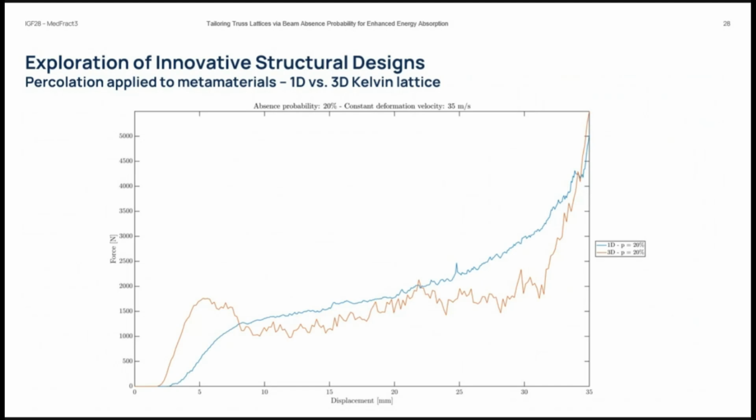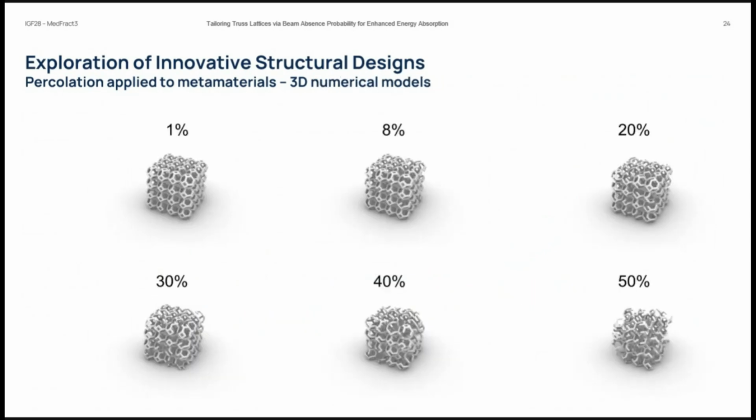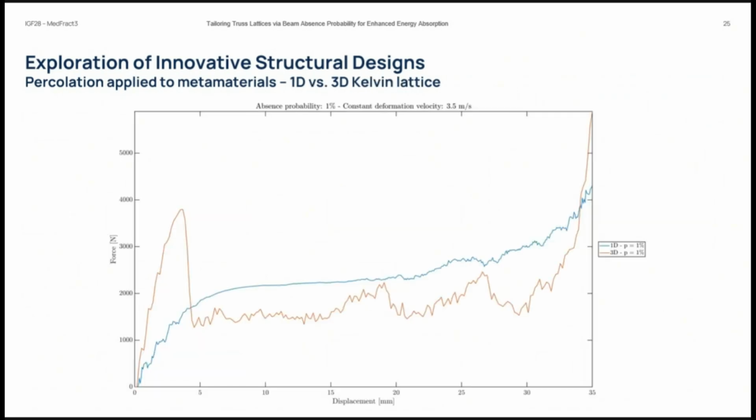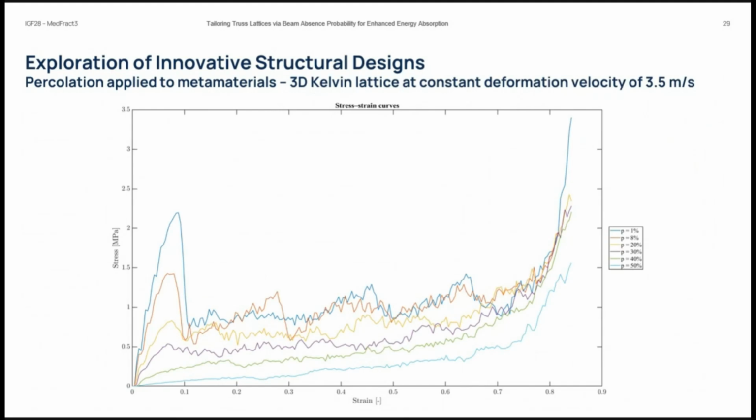So we did a few simulations. Actually, we simulated all these lattices here. Each simulation takes an hour, so we couldn't simulate an infinite number of lattices. Six was okay for us. And if you look at the results for those lattices subjected to a velocity of 3.5 meters per second, now you will see that we can reduce the peak stress by a lot. The absorbed energy gets reduced again, and the plateau stress, it's very similar, but it still gets reduced.